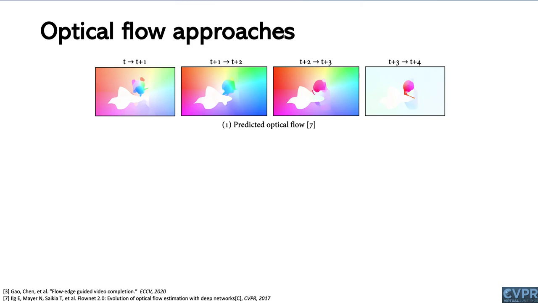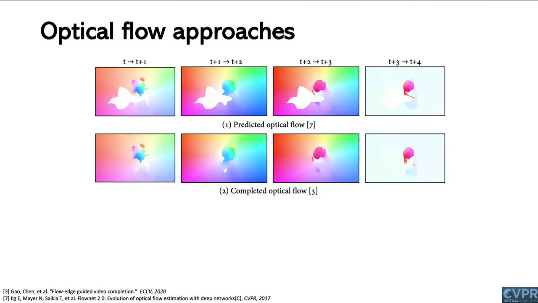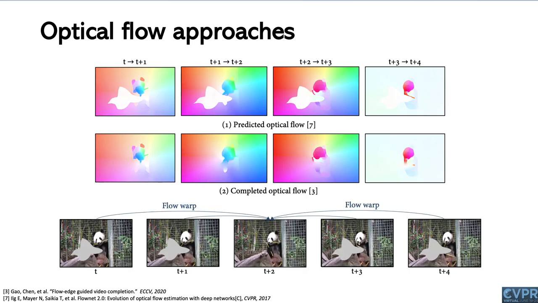In optical flow approaches, they first compute a cropped optical flow using existing flow prediction method, such as FlowNet2, and then they use the proposed flow completion method to inpaint the cropped optical flow. Finally, the inpainted flows are used to warp pixels from surrounding frames.